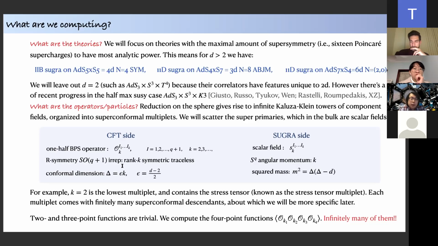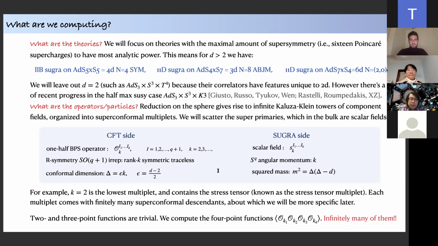This symmetry group in the bulk is just the isometry group of the internal sphere. And this integer k is just the angular momentum on the internal sphere. Because these operators are protected, their conformal dimensions are proportional to this integer k with some coefficient epsilon that's related to the spacetime dimension d. And in the bulk, it corresponds to some protected squared mass.